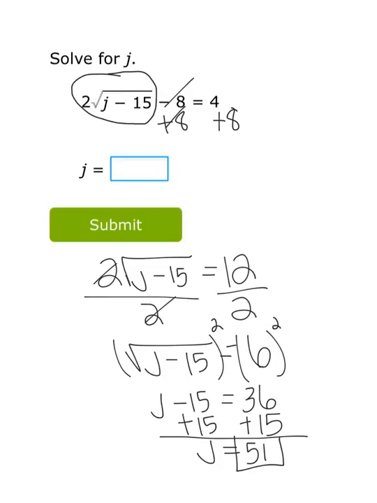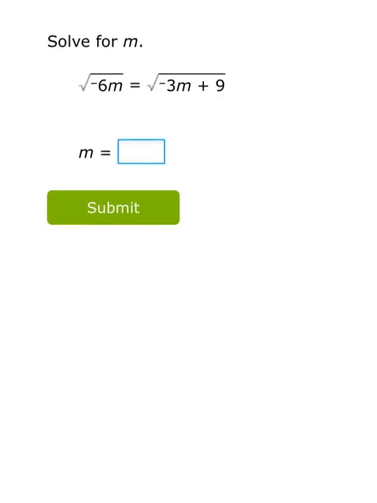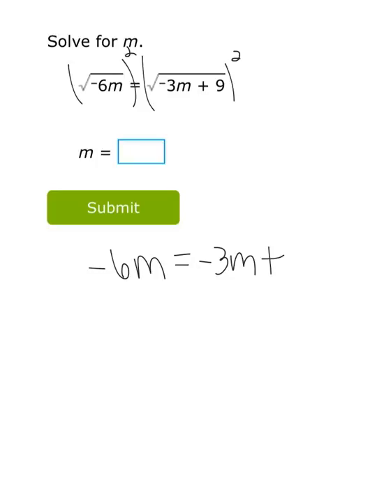Okay, last example. This one looks a little bit different because I have a radical on each side. So same thing, I would want to square each side to get rid of that radical. Whenever I take the square of a square root, I'm just left with what's underneath it. So this would just end up being negative 6m equals negative 3m plus 9.